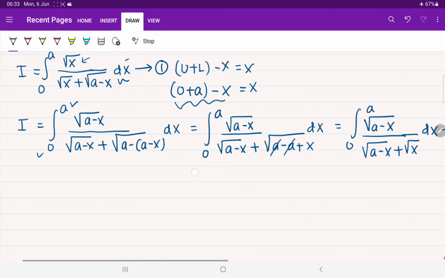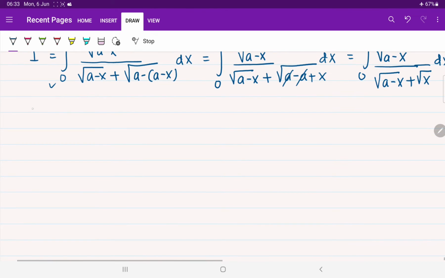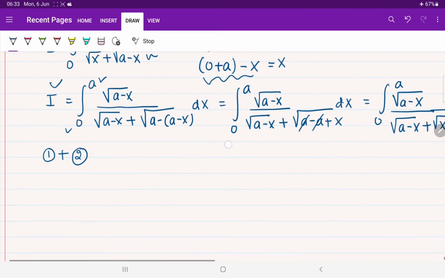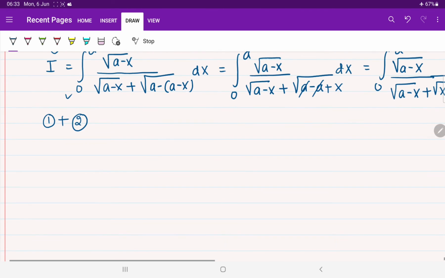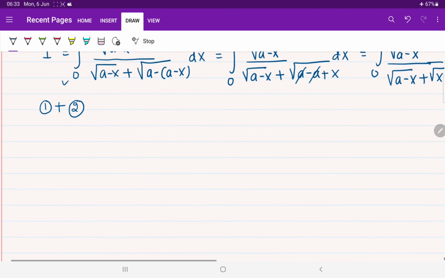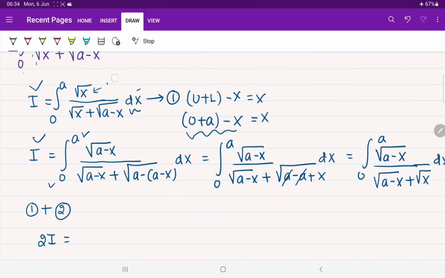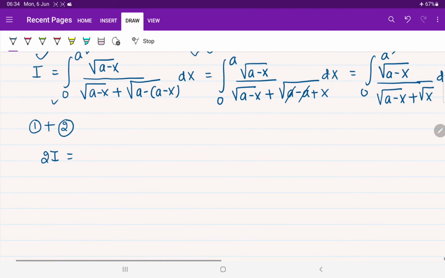Now after that, what we need to do is add equation number 1 with equation number 2, both LHS and RHS. See there, I told you both are equal. If I add these two equations, we can directly add these two functions, right? If I add, I plus I will give you 2I. If you add the RHS, this one and this one, then this will give you 0 to a.